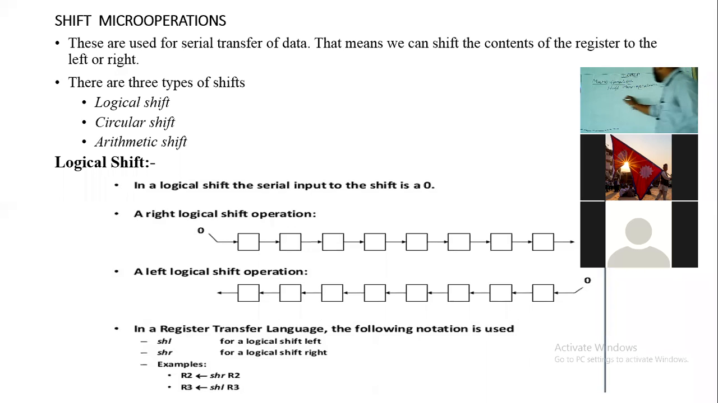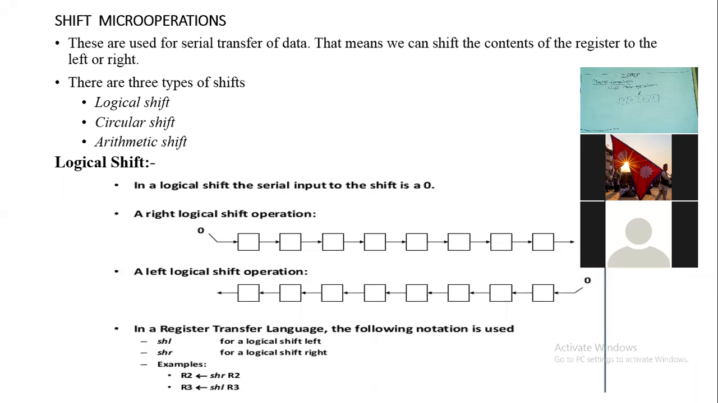Let us suppose we have a register R, which is a 4-bit register: 0, 0, 1, and 1. In shift operation, we can shift our numbers either to the left by 1 bit or to the right by 1 bit. This is the concept of shift. It is a serial data transfer by 1 bit, either to the left or to the right.